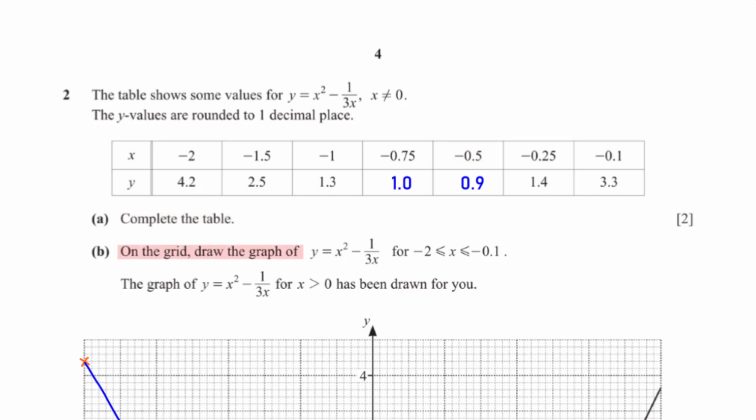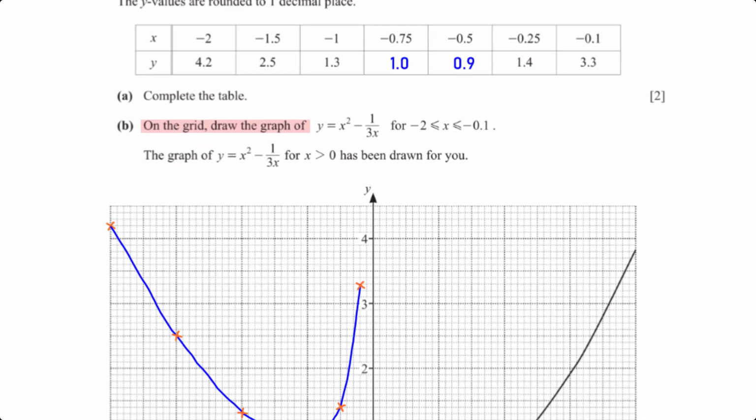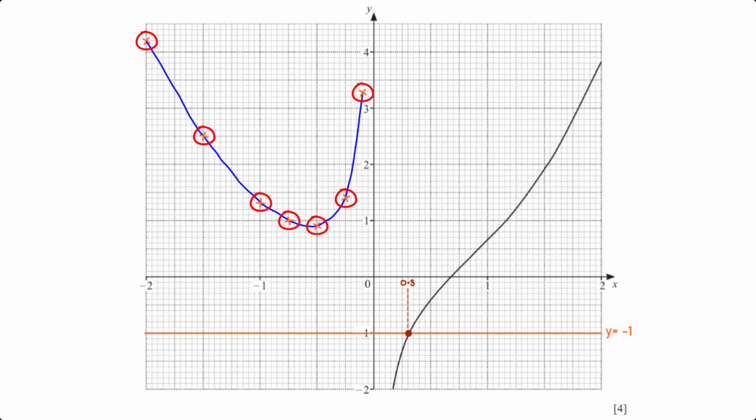On the grid, draw the graph of y equals x squared minus 1 over 3x for x greater than or equal to negative 2 and less than or equal to negative 0.1. The graph of y equals x squared minus 1 over 3x for x greater than 0 has been drawn for you. So on the grid, we plot all the points given in the table and connect the points with a smooth line.